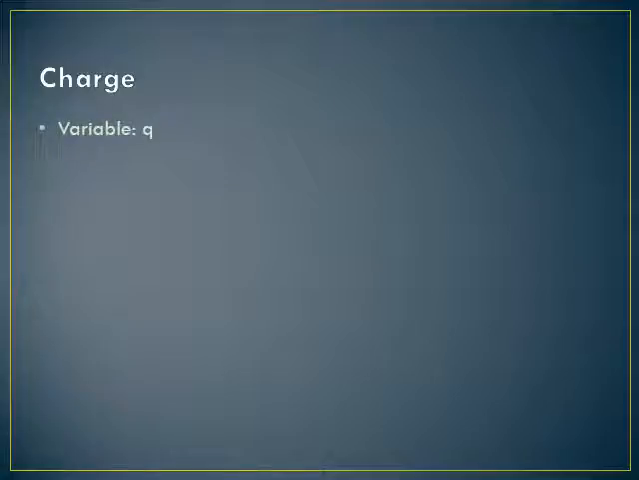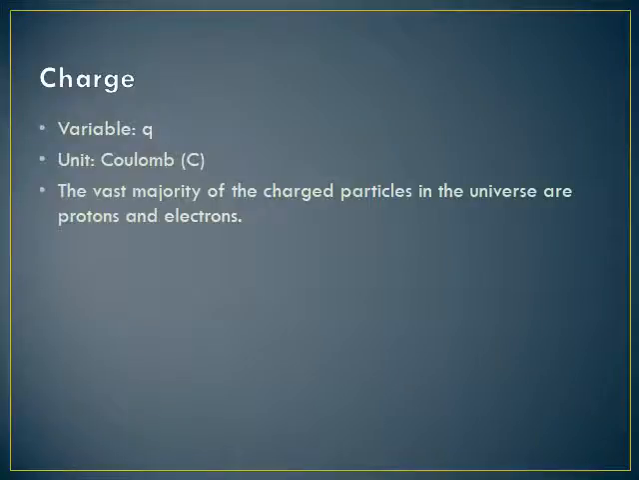The variable we're going to use to represent charge is a lowercase q, for no good reason. It just is what it is. And the units of charge are the coulomb, which is named after a person who did a lot of research into electrostatics. Coulomb can be abbreviated capital C, and it's not made up of any other units because it's a fundamental unit. It's just a property that objects have.